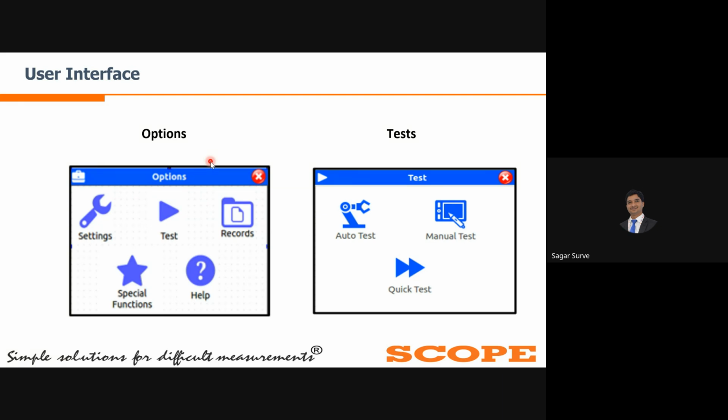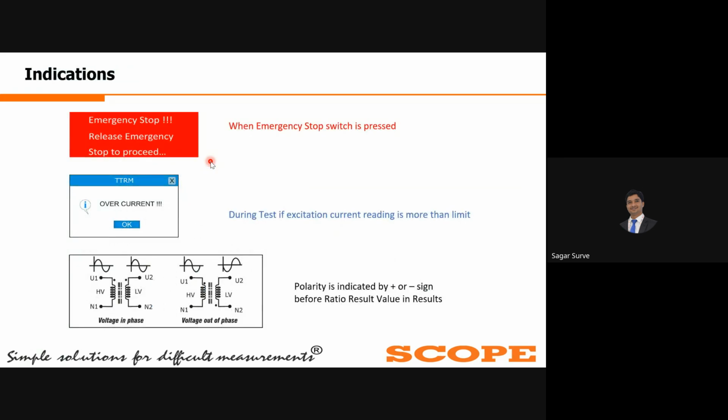Now coming towards the user interface of the instrument. It has various options like setting, test, record, special functions and help. With the setting option, we can provide settings like ID creation and ID selection. In the test option, we have auto test, manual test, and quick test. With the auto test, the instrument will automatically conduct the test for however many taps are there. And in the quick test, if we want to conduct any sudden quick test without creating any ID, that can be performed by using the quick test option.